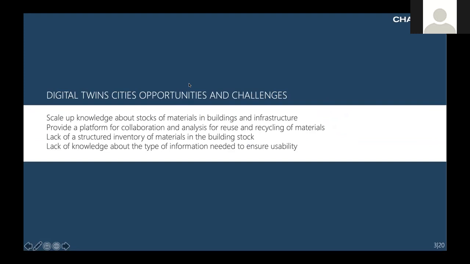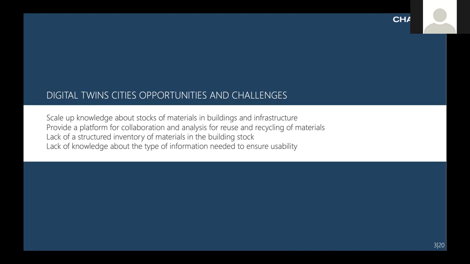On one side, we could have digital twin cities as opportunities to scale up the knowledge about stocks of materials in buildings and infrastructure. We've heard Rafael and Ning talking a lot about this already. I also have been working in the past with building stock models, looking into materials and material flows, etc. So I also understand a bit about how that is, but I think we also need to see how we can step it up a little bit more.